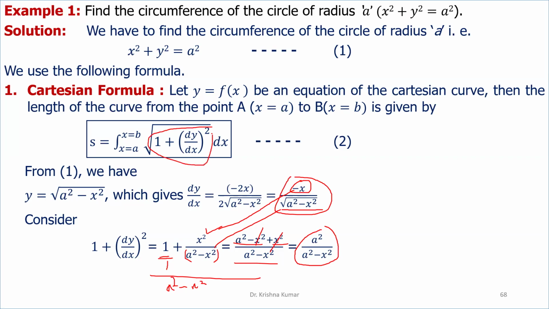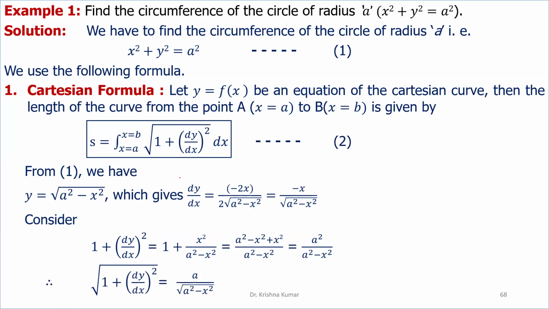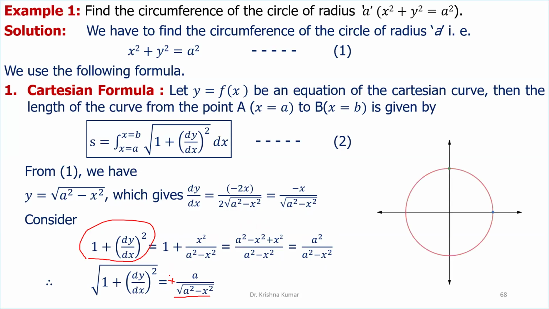Now we substitute these values in equation number 2. First, let us find the square root of 1 plus (dy/dx) whole square. It is nothing but a upon root over a square minus x square. Again, I will emphasize here that I am only taking the positive values, not the negative value. Now this is a circle of radius a. This is the center. We want to find the circumference of the circle. Let us go ahead and substitute this value in equation number 2.